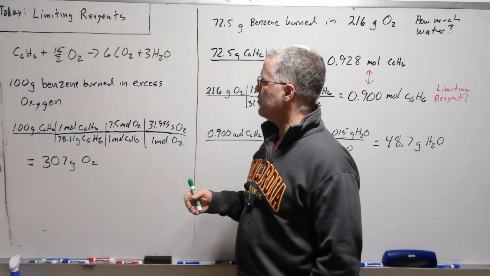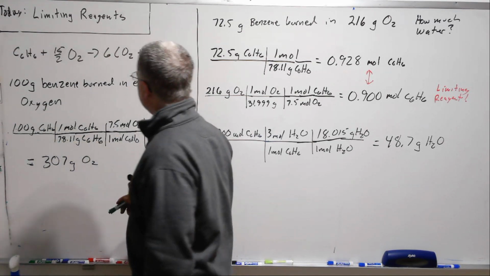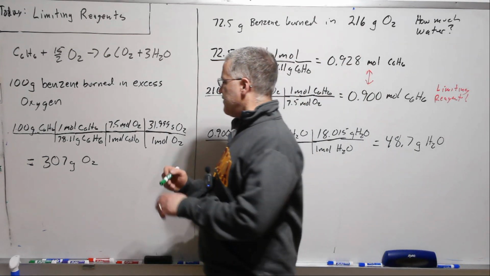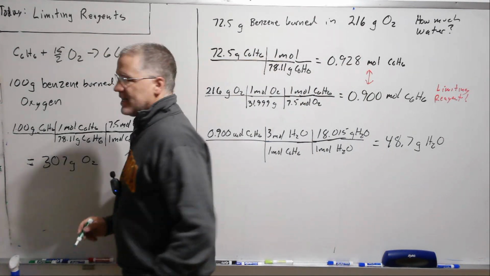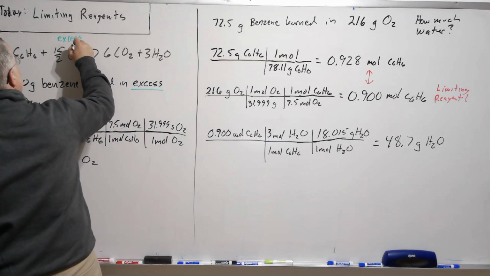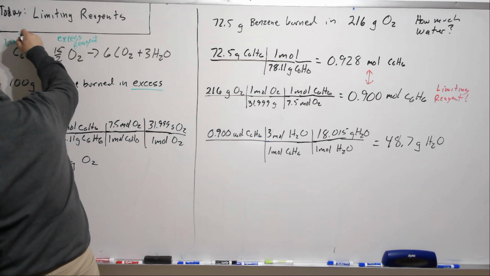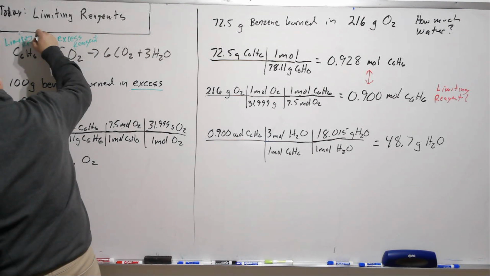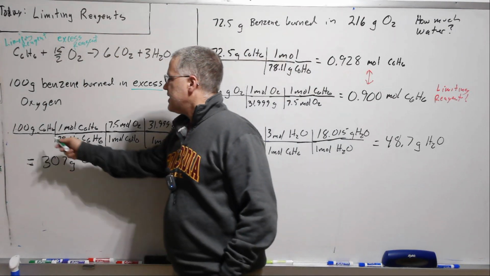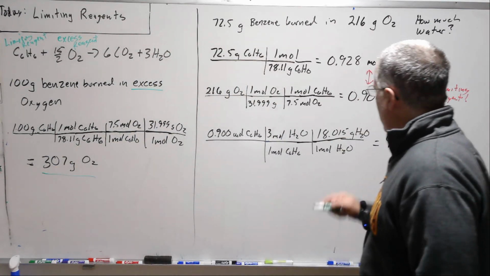So it's important to know how to handle the more typical case when there is a so-called excess reagent. Now, in this case, we're saying 100 grams of benzene is burned in excess oxygen. So here it's identified for us that the excess reagent is oxygen, and the limiting reagent is benzene. And then we can just go about our business calculating the way we've learned how to calculate.